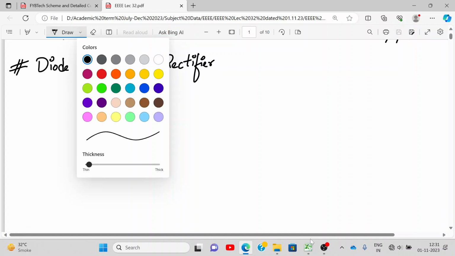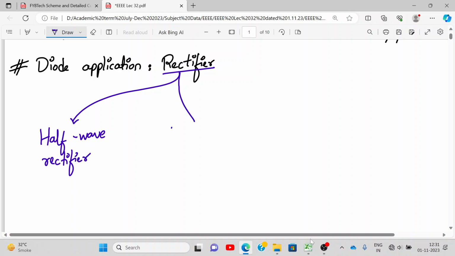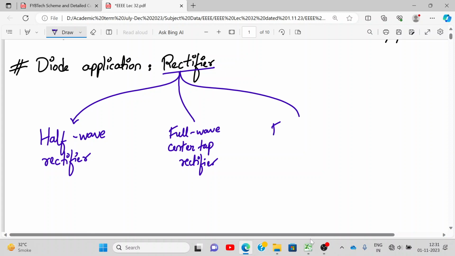Now in this rectifier, we'll be studying three types of rectifiers. First will be the half wave rectifier. Just write down the types of rectifiers. Half wave rectifier. Then we'll have full wave rectifier or full wave center tap rectifier. And then you will be studying about the full wave bridge rectifier.